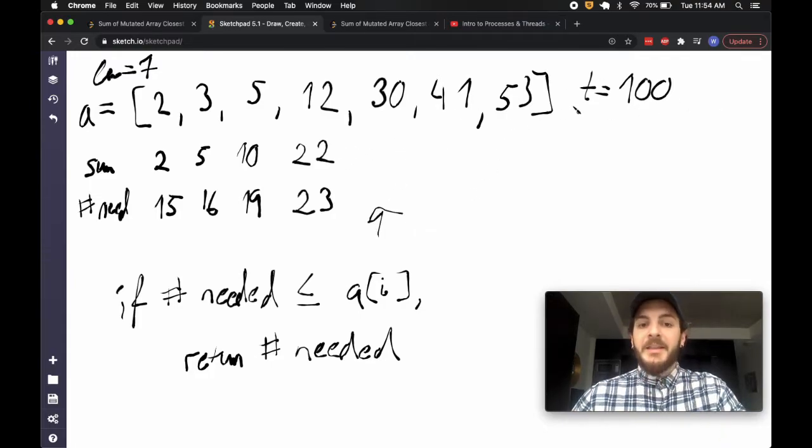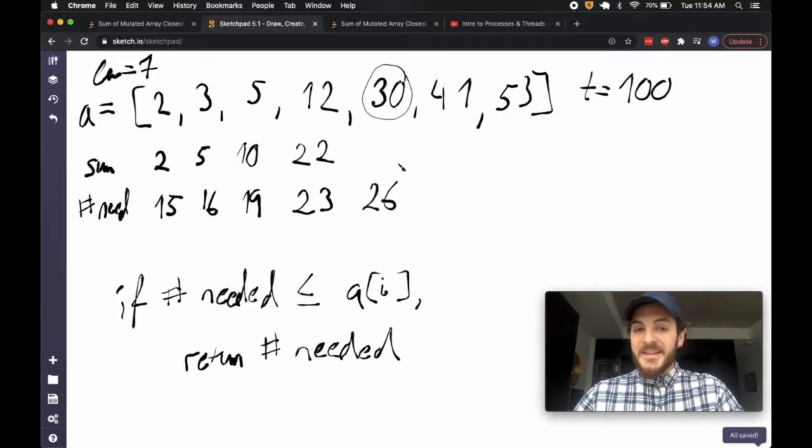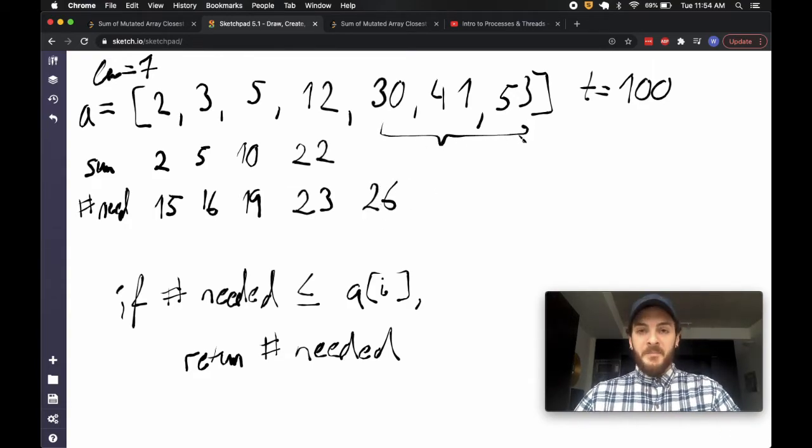Now, from here on in, we're pointing at this spot. Our target is 100. We've already seen 22, so we need to get to 78. We need to get to 78, and we have 3 numbers to get us there. 78 over 3, rounded, would give us 26. Lo and behold, we need all these numbers to be 26. This number is a 30. Since this number, array at I, is greater than the number we need, we're going to return 26 because each of these numbers can and will become 26.